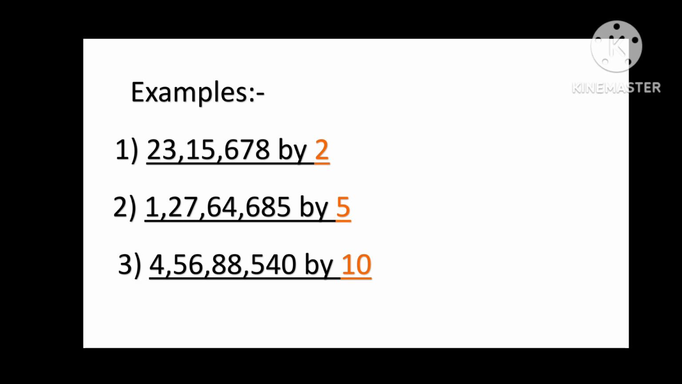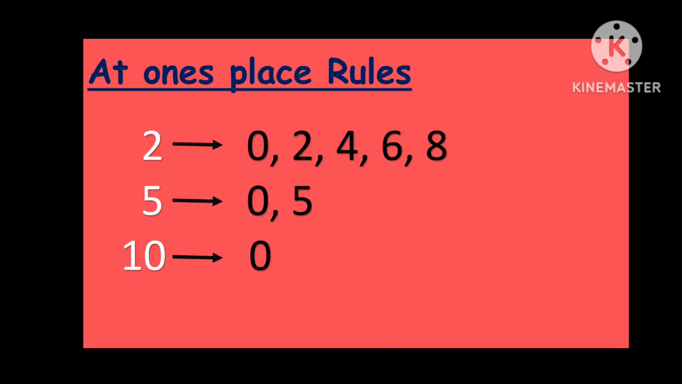Can you tell me whether the first number is divisible by 2? Yes, it is, because the ones place is 8. What about the second example? Is it divisible by 5? Yes, it is, because the ones place is 5. And the third one is also divisible by 10 because its ones place is 0. I hope you have understood why we have made a group of ones place rules. Yes, I remember these 3 divisibility rules.